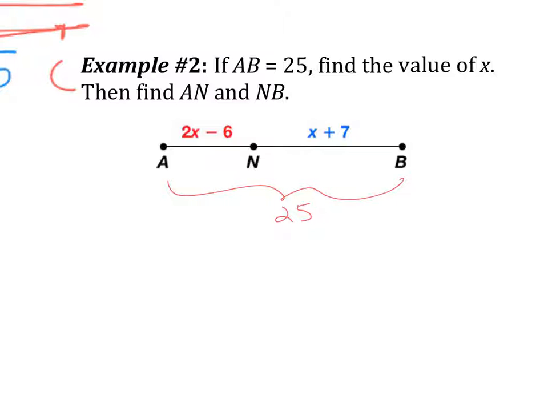Go ahead. 2x minus 6 equals x plus 7. Okay, so she says 2x minus 6 equals x plus 7. So AN is equal to NB. It says that somewhere in the directions. Are they equal in length? Do they have to be equal in length? No. To add up to be 25?